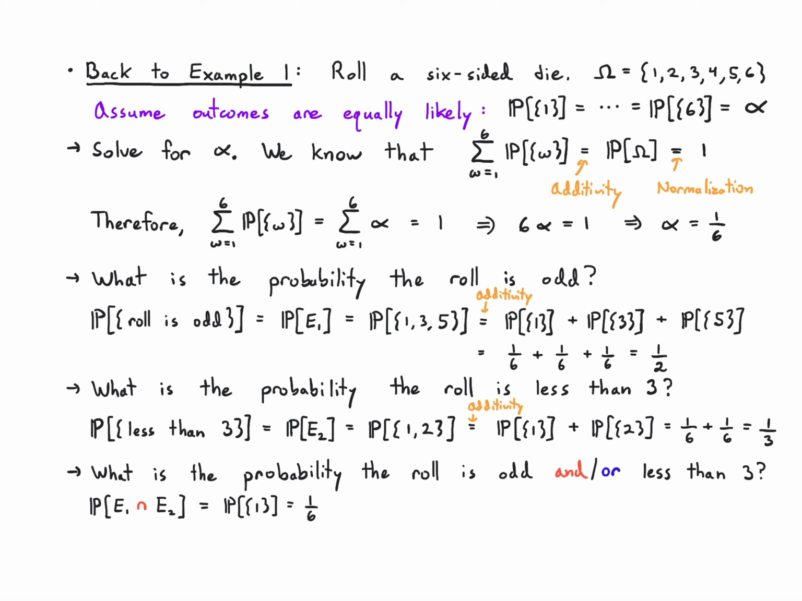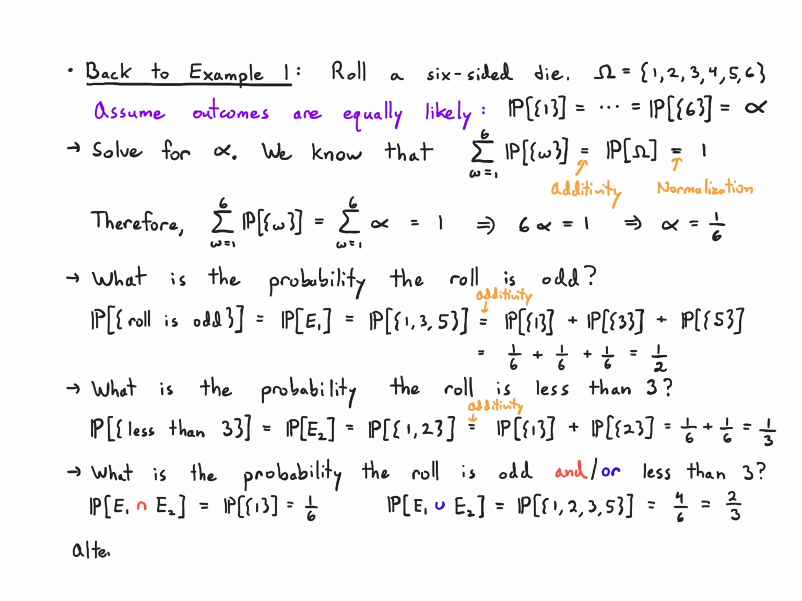What if I want to know the probability that it's either odd or less than 3? That's the union, the probability of E1 union E2. That's the probability of 1, 2, 3, and 5. Those are all the outcomes that I find in E1 or E2. So that's 4/6, which is 2/3. Why is it 4/6? It's just 4 things, and they're all equally likely. So I just wrote 4/6 instead of writing a sixth plus a sixth plus a sixth plus a sixth.